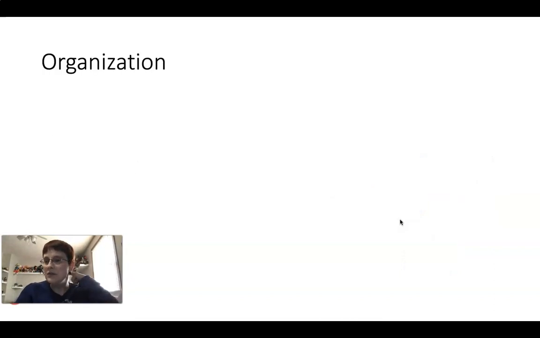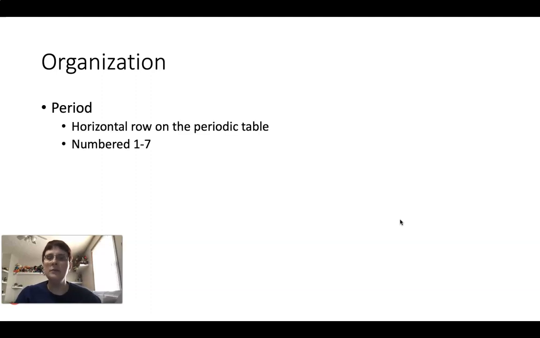All right, so let's talk a little bit about the organization of the periodic table. Why is it periodic? Why does it have that as part of its name? The periods are the horizontal rows on the periodic table, the ones that go back and forth. They're numbered 1 through 7. So the first period is the top row, down to the 7th row at the bottom.